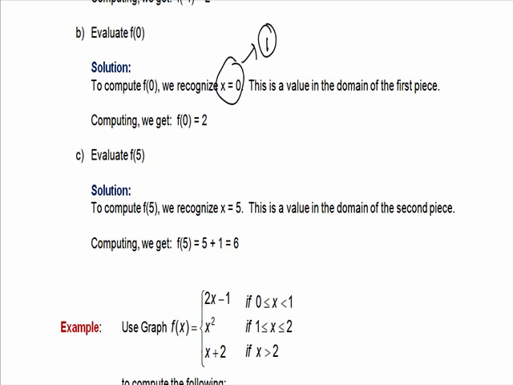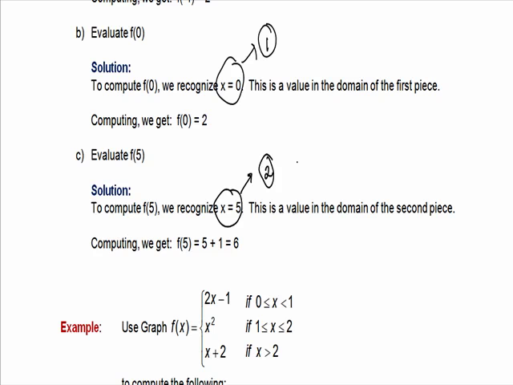So let's take a look at a third example. Evaluate f at 5. So now, f at 5, again, with that 5 inside the parentheses, we recognize that x equals 5. If we looked back up at our function, we would notice that in this case that's piece 2. And so it's in the domain of the second piece.